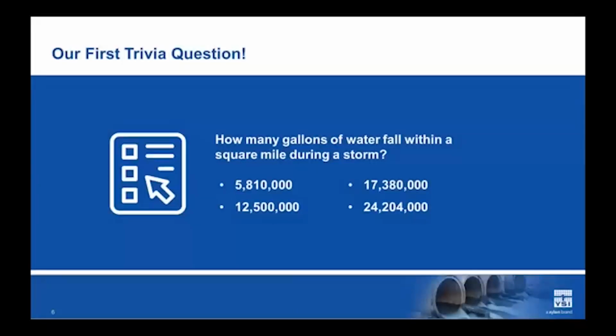One of our first questions is, how many gallons of water will fall within a square mile during a storm? And this is on average. So Courtney, why don't we go ahead and launch that poll?